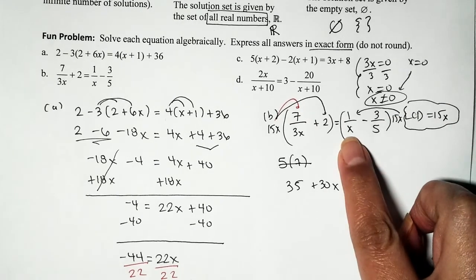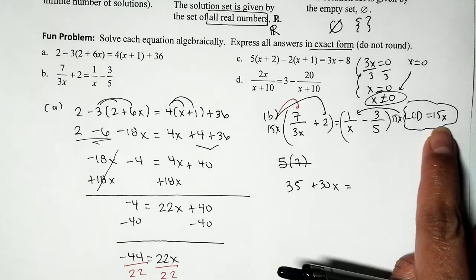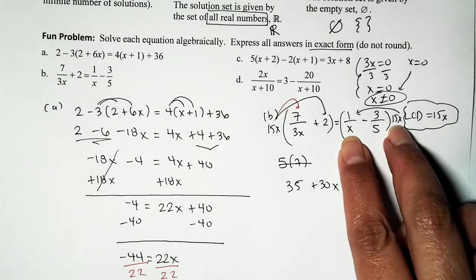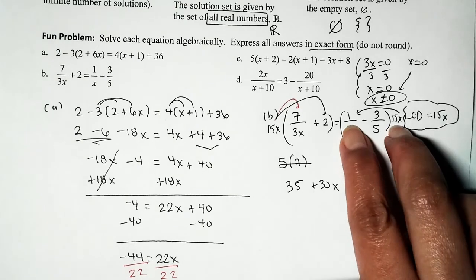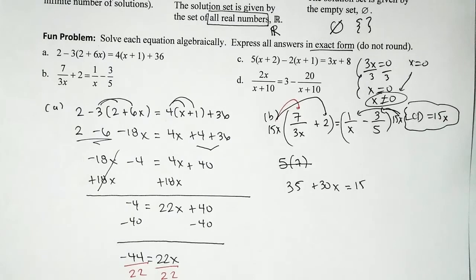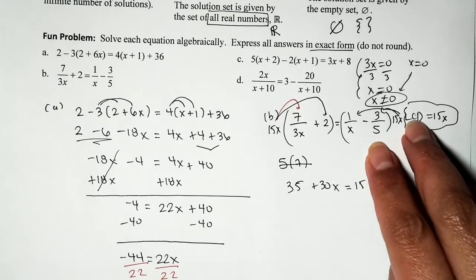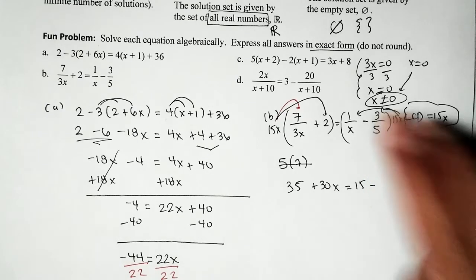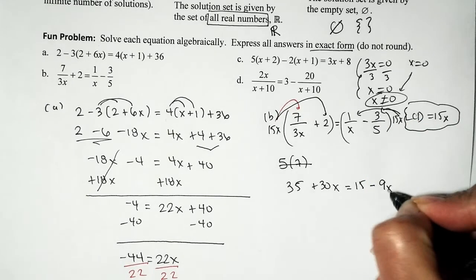Next distribution: the product of 15x and 2 gives us 30x. Okay, this is in my way, let's cross it out. On the right side, 15x times the first thing that we see: the x has to cancel out. If it doesn't, then this is not a common denominator. x goes into 15x exactly 15 times, and that leaves us with 15 times 1, or 15. Next product, 15 times negative 3/5: 5 goes into 15x exactly 3x times, and that leaves us with negative 3x times 3, or negative 9x.